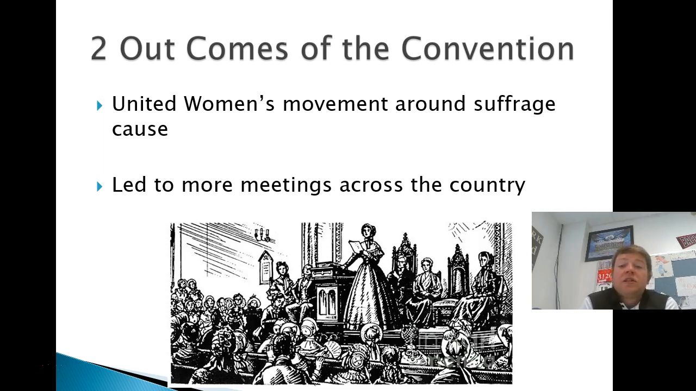All right, and then it's going to lead to more meetings across the country. Meetings are going to pop up in just about every single state across the country over the next decades of years. And that's going to really spur the women's rights movement to go into further detail that we will talk about a little bit more in 8th grade with the progressive movement.